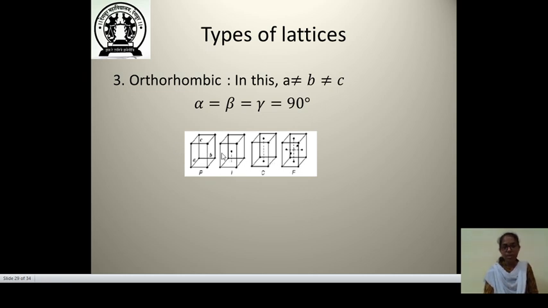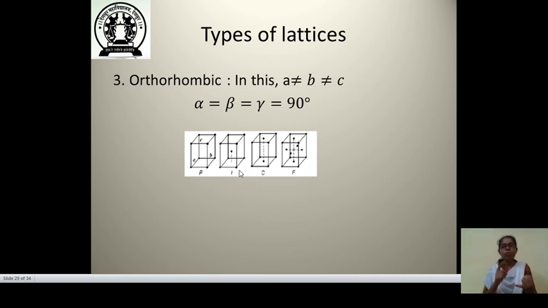This one is the primitive, this one is non-primitive, and this one is also non-primitive. Primitive and non-primitive, how I am saying that: the lattice points exist at the corners only. These are the primitive, and here these dots are the atoms at the corners, and here is one atom inside that cell. Therefore, these other three are the non-primitive, and this one is the primitive. And here P, I, C, F is according to where the atom is situated.